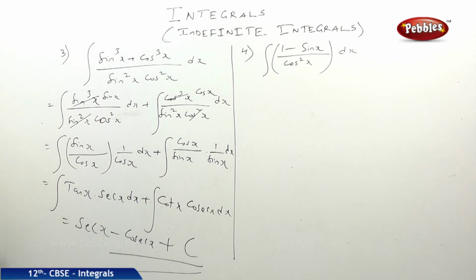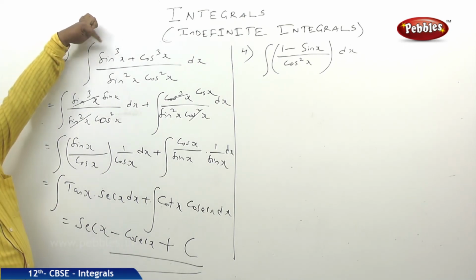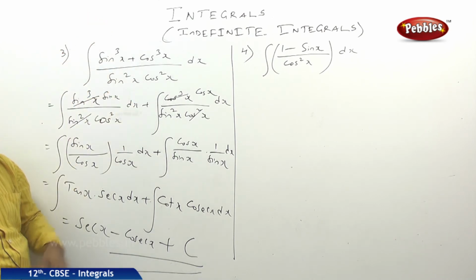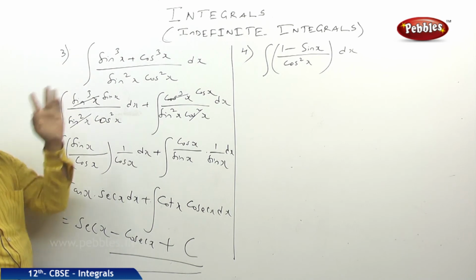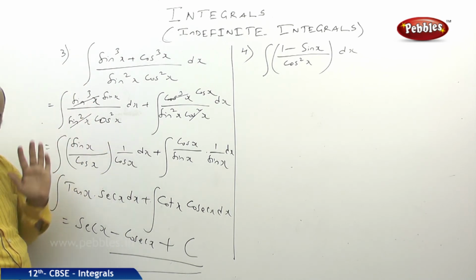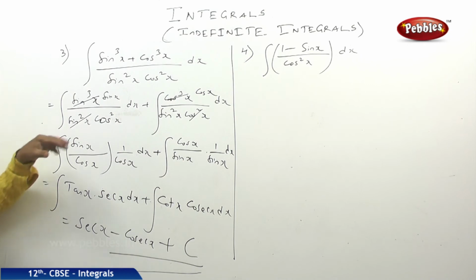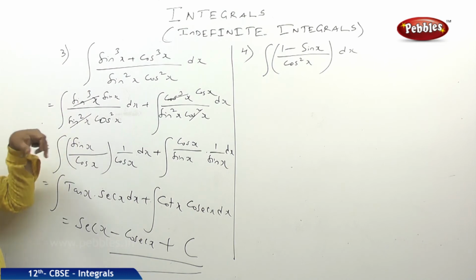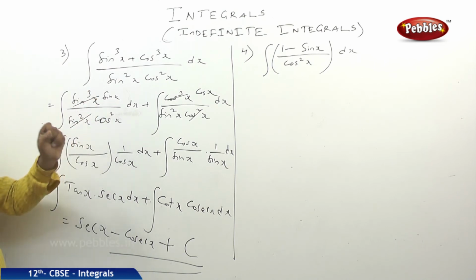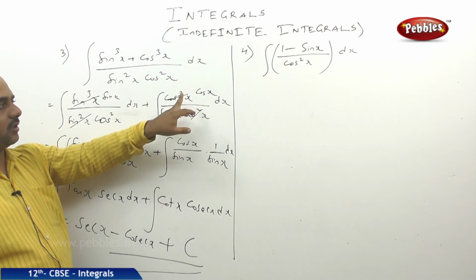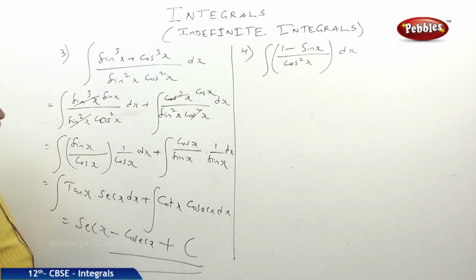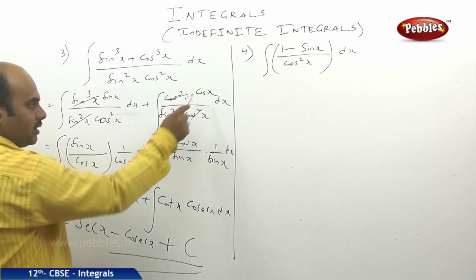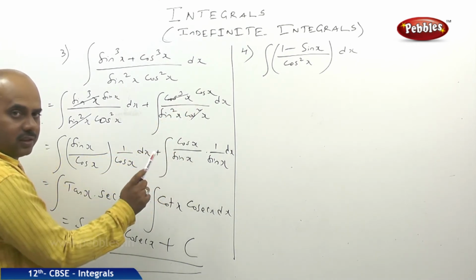So once again I will be repeating the problem. Integral of sin cube x plus cos cube x divided by sin square x cos square x. It is like a plus b by c. A plus b by c means a by c plus b by c. So what happened? Sin cube x divided by sin square x into cos square x. One sin square x is getting cancelled, so there remains sin x, and here also cos square x is getting cancelled, there remains cos x. So finally what happening, sin x by cos x into 1 by cos x dx plus cos x by sin x into 1 by sin x dx.